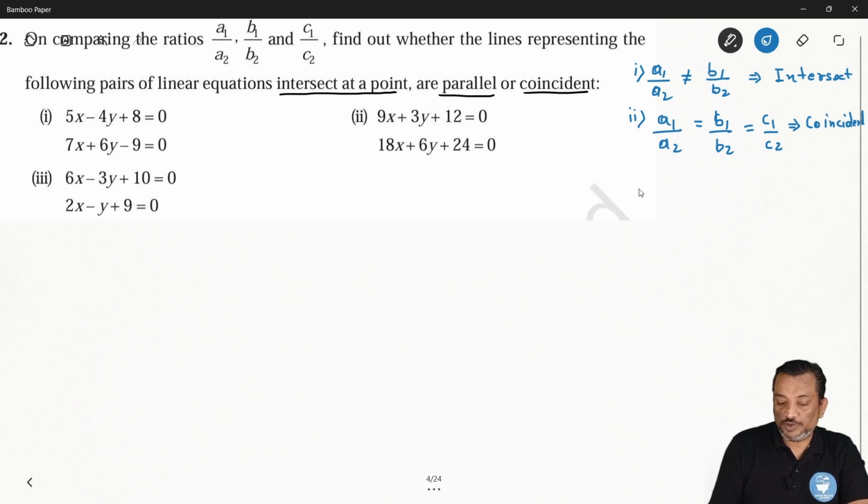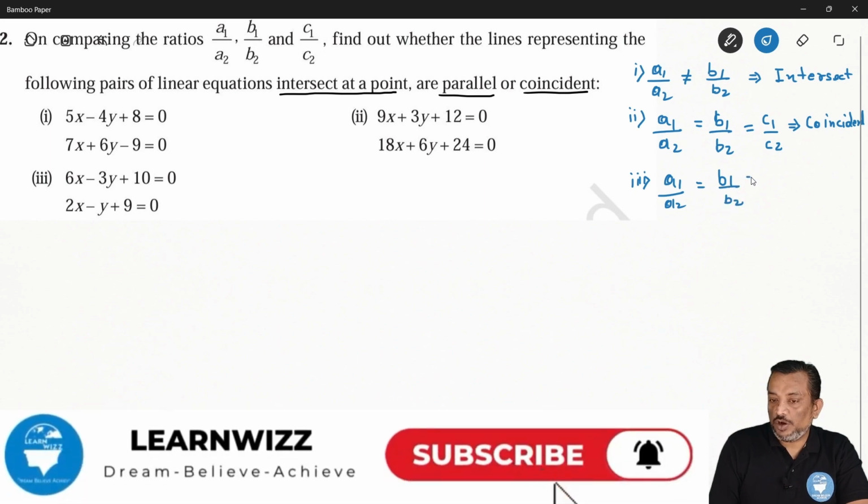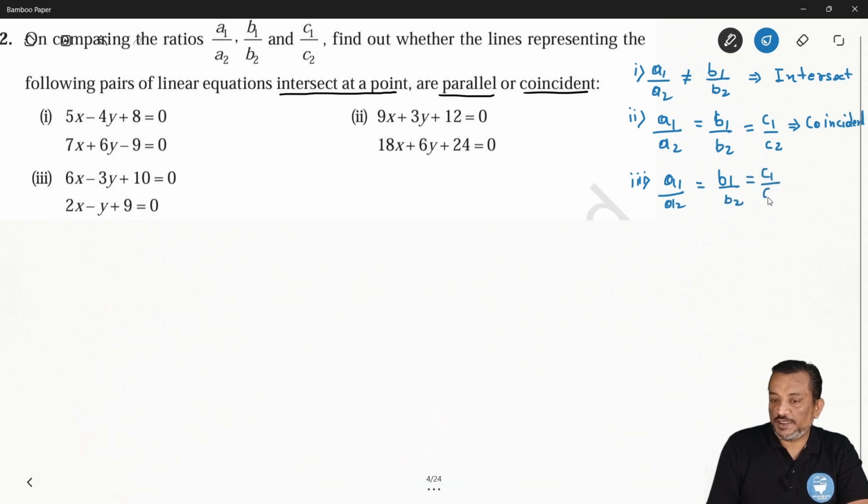तीसरा सबसे इंपॉर्टेंट, so if I say you have A1 over A2 is equal to B1 over B2 but not equal to C1 over C2. So this one is called parallel lines. Parallel, and here no solution.